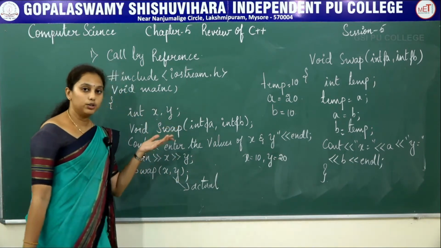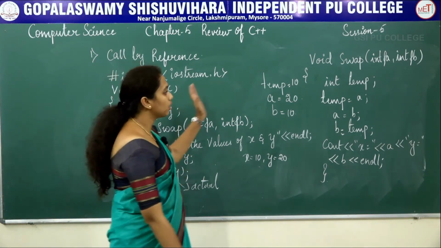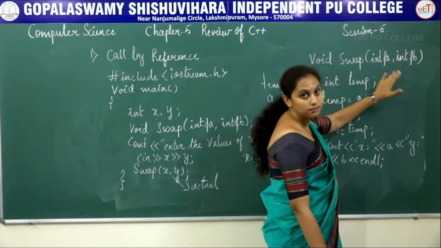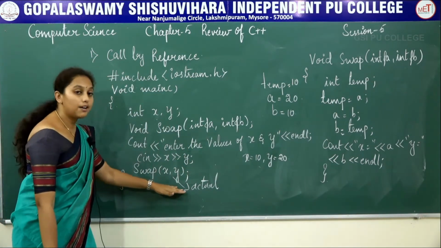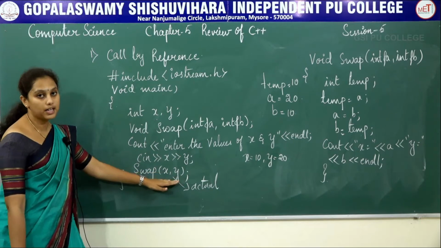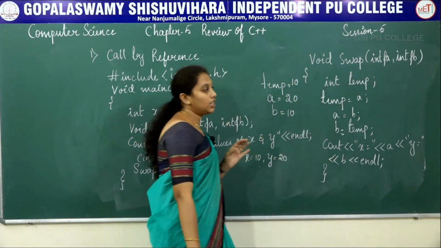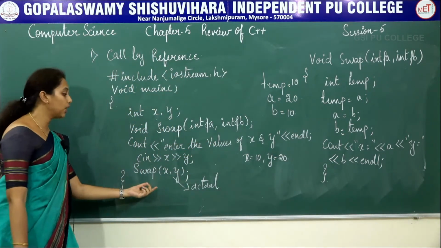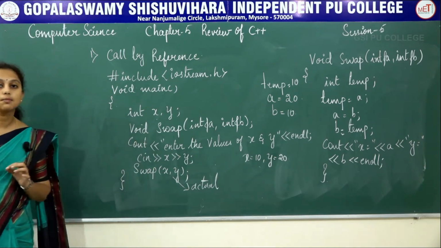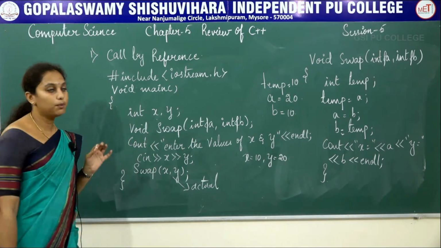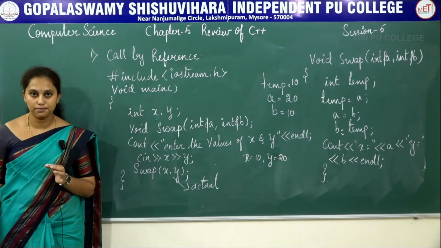In call by value, the values of actual parameters are copied to the formal parameters, but in call by reference we are referring to the actual parameters by the formal parameters. That is called call by reference. I hope you have understood what call by value and call by reference are.